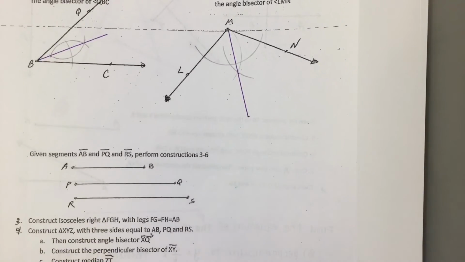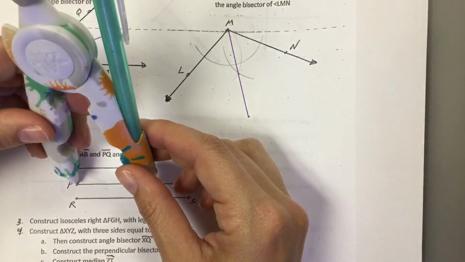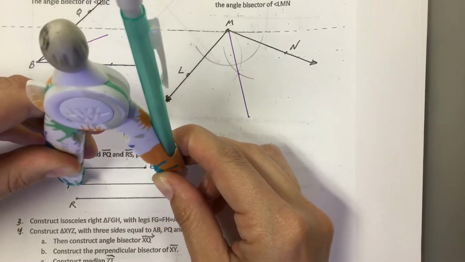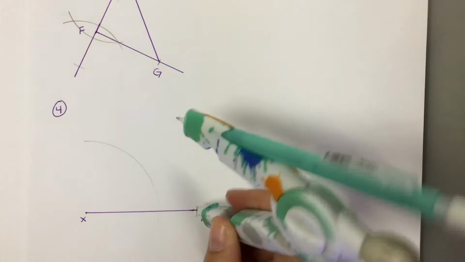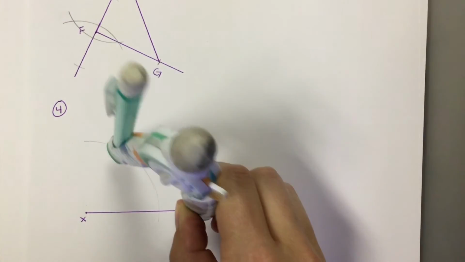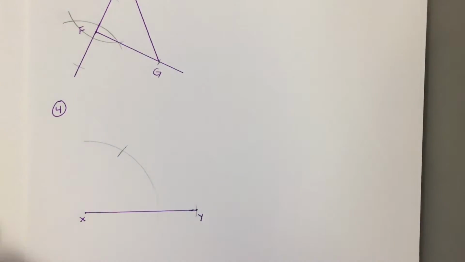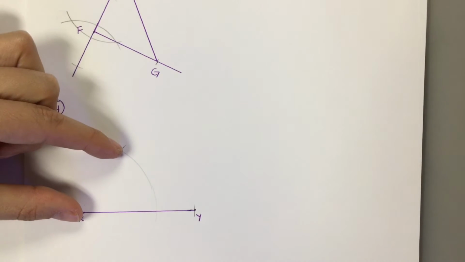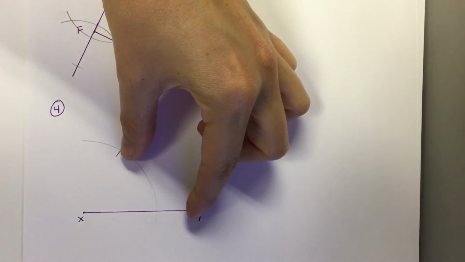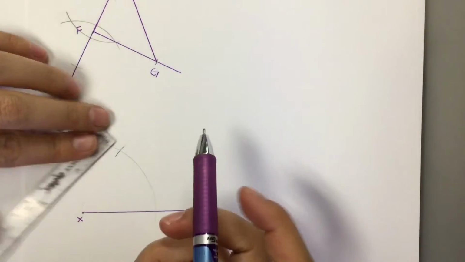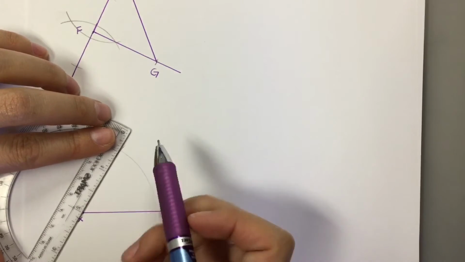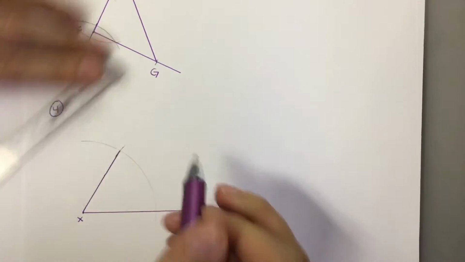Then my third side has the length of PQ. So from P to Q, I'm going to take that length and I'm going to go from point Y. So right here at this point of intersection, I am the length AB away from X for my first arc, and the length of PQ from Y. So I want to connect to create the triangle.